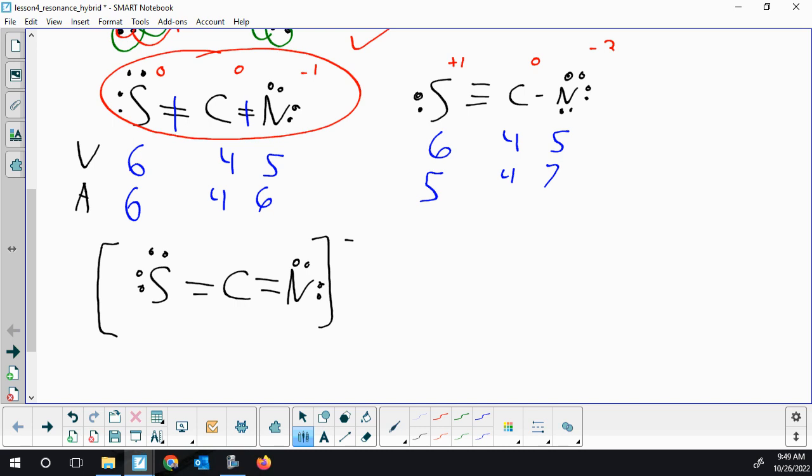Next is going to be resonance, and this is when the two options are a tie for the difference. They're both equally likely, and the truth is actually the average of the two. And that is resonance, averaging out a couple structures.